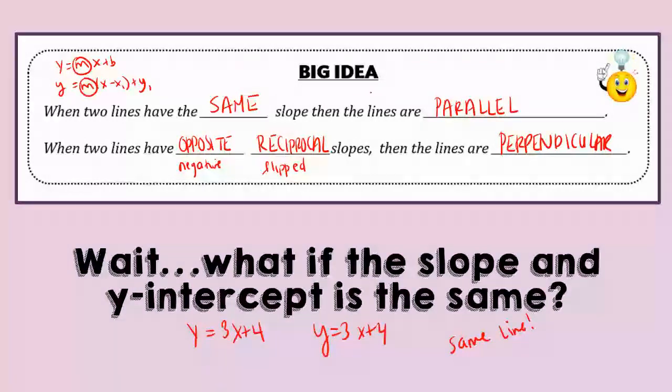We want them to have the same slope, but maybe a different y-intercept. If they have the same y-intercept, it's the same line, and that is what we call coinciding, right? They coincide with each other. One lays on top of the other. That's a good word, coinciding.